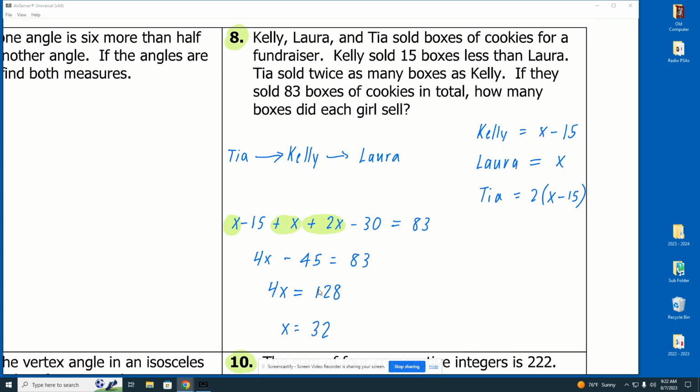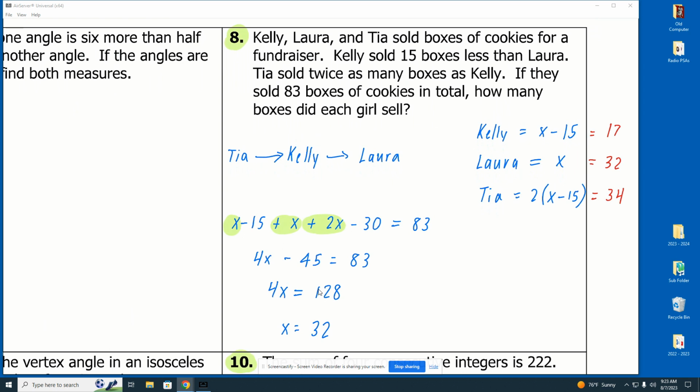32. So, Laura, who was X, sold how much? 32. She sold 32 boxes. How do I figure out how many Kelly sold? 32 minus 15, which is 17. How do I figure out how many Tia sold? 2 times Kelly. 2 times 17 is 34.